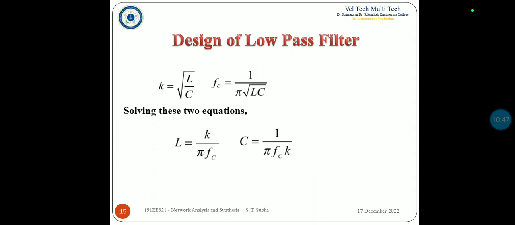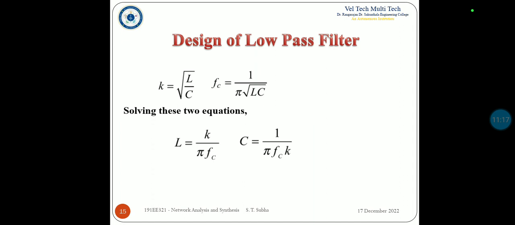Now let us see the design of the low pass filter. We have obtained k previously. The value of k is nothing but square root of L by C. K is nothing but nominal impedance. L is nothing but value of the inductor, and C is nothing but capacitor value. Fc is nothing but cutoff frequency for the low pass filter, which we have derived just now, which is nothing but 1 by pi into square root of LC.